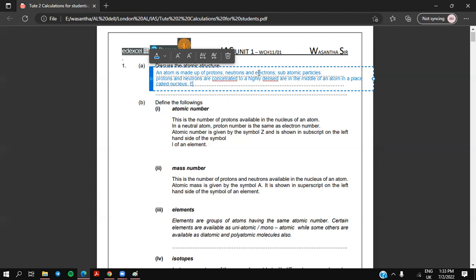And then electrons are arranged in quantum numbers. Electrons are arranged in quantum numbers around the nucleus.